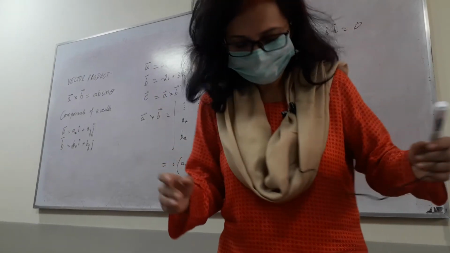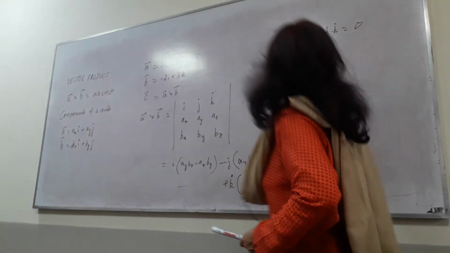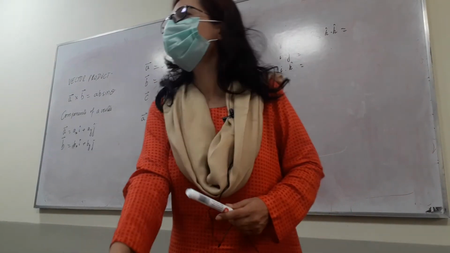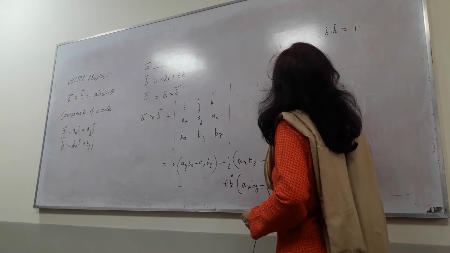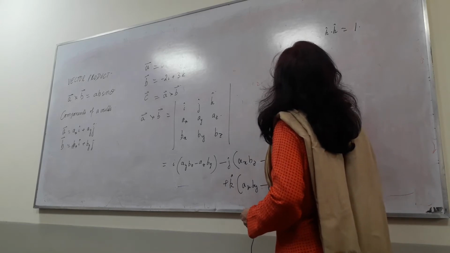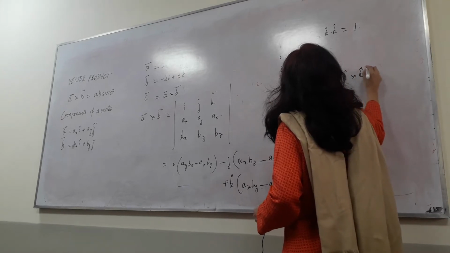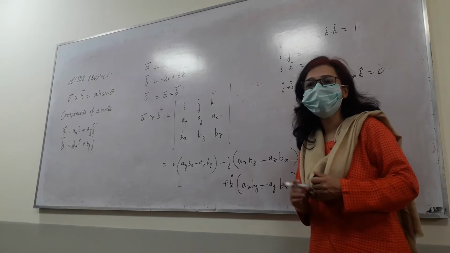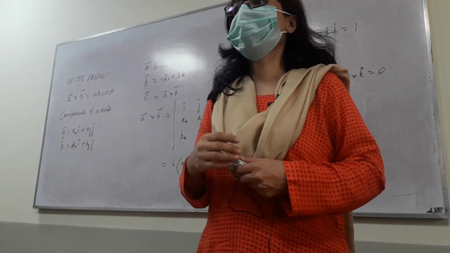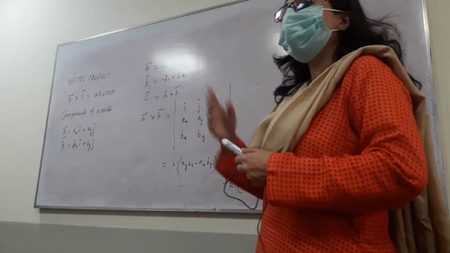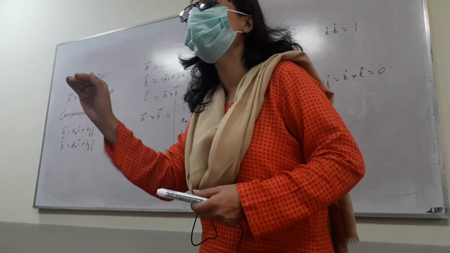It's wrong. Yes, very good. So this is 1. This is not 0. Why? Do you understand that? So i cross i is equal to j cross j is equal to k cross k is equal to 0. Is that okay? Do you understand why? Because the angle between i and i is 0. Two same vectors, the angle between them will be 0.